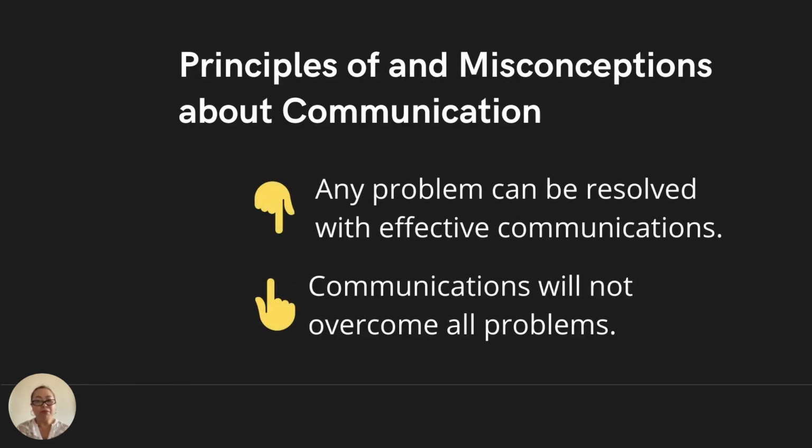Any problem can be resolved with effective communications. Communication is not magic. There are some challenges that communications simply will not overcome. In some situations, the best that communications can do is facilitate interpersonal exchanges and help to make the position of both sides clear.